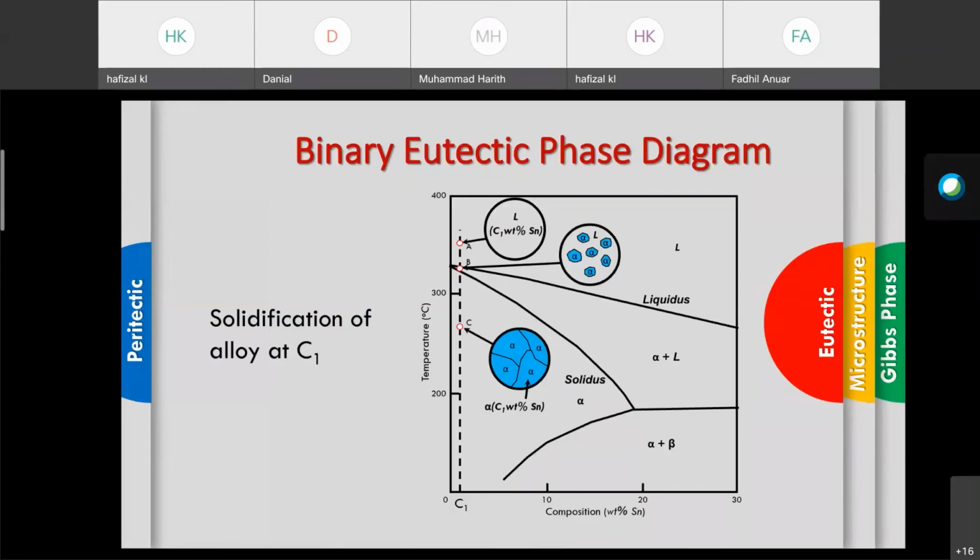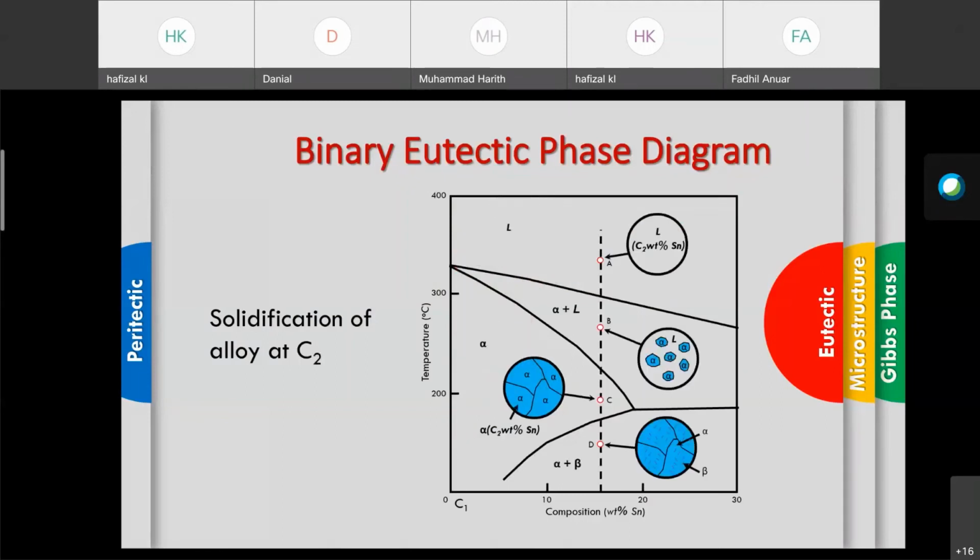Okay, and what happens at the other line, in the area of around 200 to 400 degrees Celsius? We consider the line of C1 here. Here we can see the difference between point A, point B, and point C. At point A it is 100% liquid, and at point B the alpha starts to nucleate, and the microstructure is something like this, and at point C this is the alpha region, which is 100% alpha.